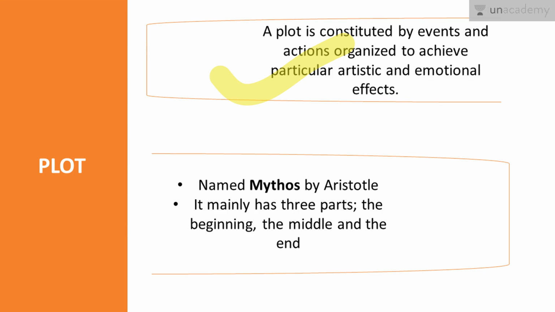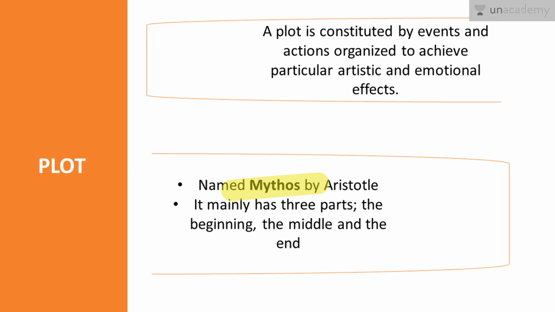If the novel is very character centric, then the whole of the plot, the advancing of it, depends on the actions and the decision of the character. The name that has been given to plot by Aristotle is mythos, and a plot may play out in three parts. It usually plays out in three parts, that is the beginning, the middle, and the end.